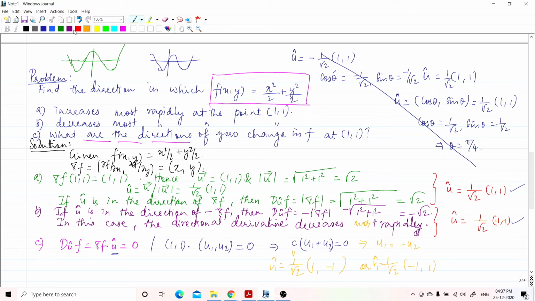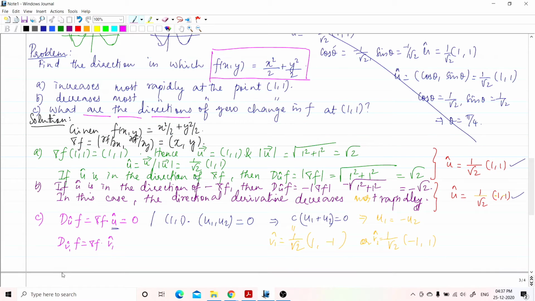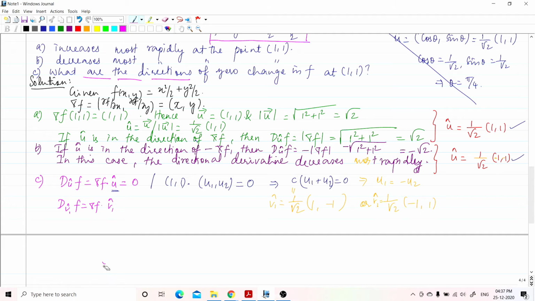That is, if you find the directional derivative along v1 cap, that is del f dot v1 cap, and your directional derivative along v2 cap is del f dot v2 cap. This is (1, 1) with 1 upon under root 2 (1, minus 1). You will have to take the dot product of these two things, and here also you will have to take the dot product of these two things. What would you get? Class, what would you get in these two cases?